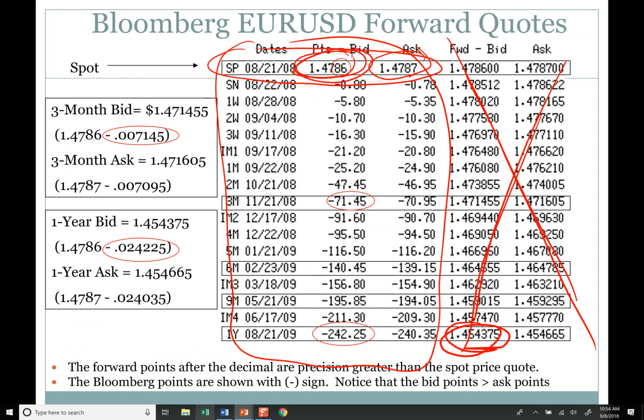When the spot price of the euro is 147.86, and they're telling me 1 year delivery is negative 242.25 points, what I'm going to do is right justify the 242. That's the 4th decimal place right there. This becomes the 5th and the 6th decimal place. So I'm going to take 147.86, right justify the 242, fill in a 0, and then this must be the 5th and 6th decimal place.